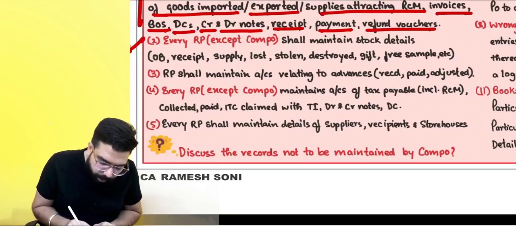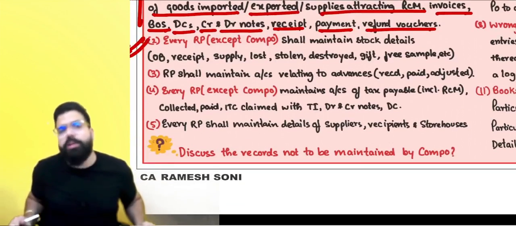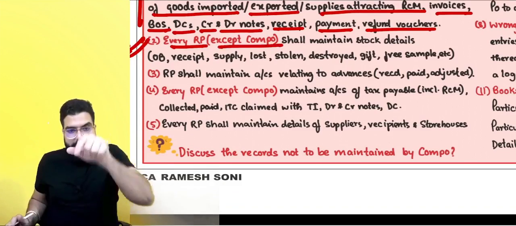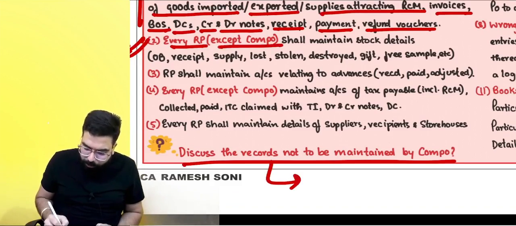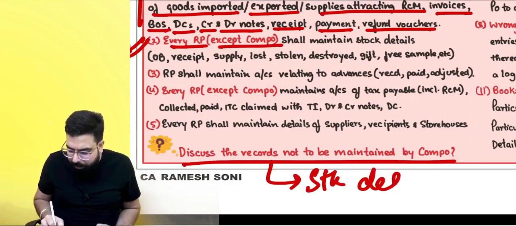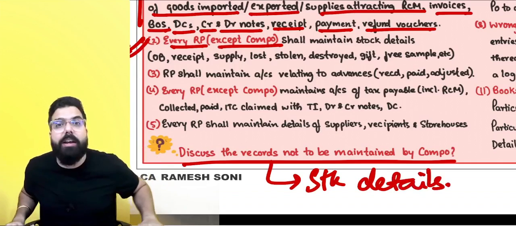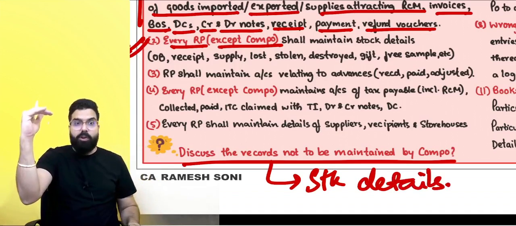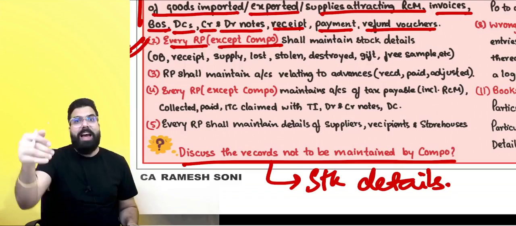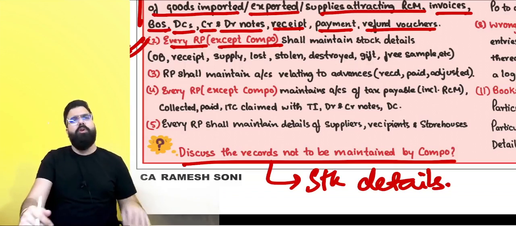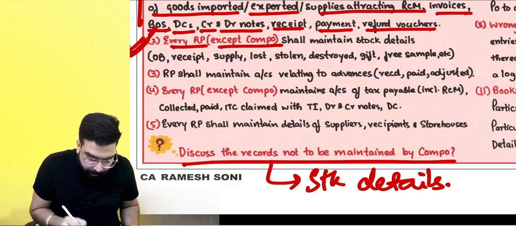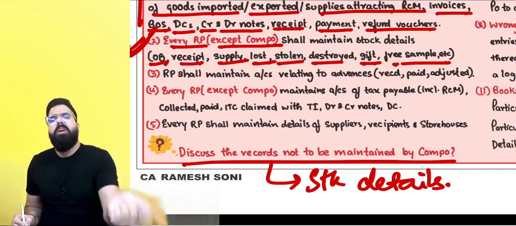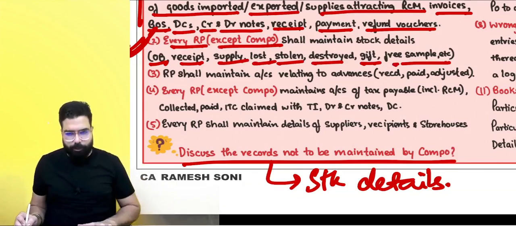Okay, sir. Then rule 56(2) says if you are a person other than a composition person, then you should maintain stock details also. It means stock details need not be maintained by a composition person. Every other registered person has to maintain stock details. Sir, what is the stock detail? Opening balance of stock. Sir, what are the receipts? What are the supplies? What are the goods which are lost, destroyed, distributed as free sample? Everything has to be maintained: opening balance, receipt, supply, lost, stolen, destroyed, gifted, free sample. All details of your stock have to be maintained by you.